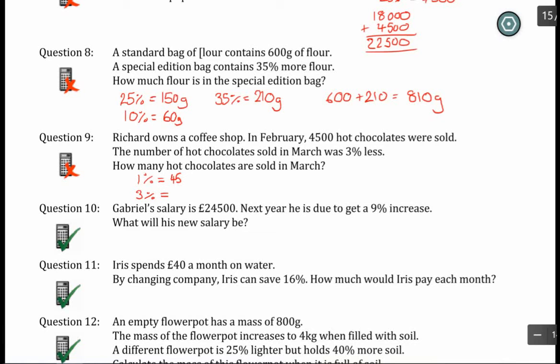3 lots of 40 would be 120. 3 lots of 5 would be 15. So this is 135 hot chocolates. And I need to take that away from 4,500.